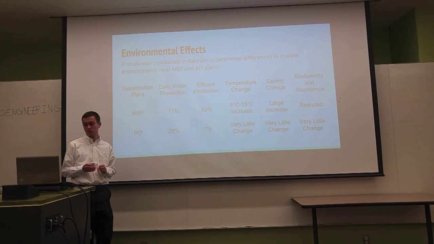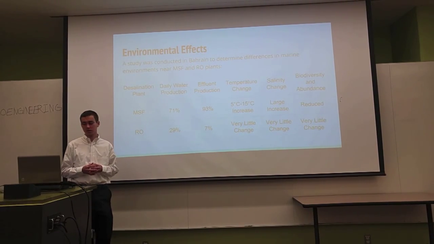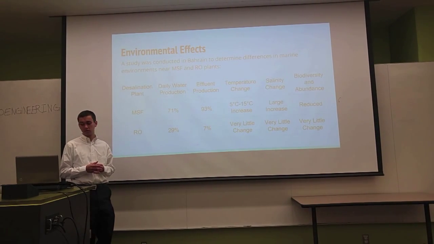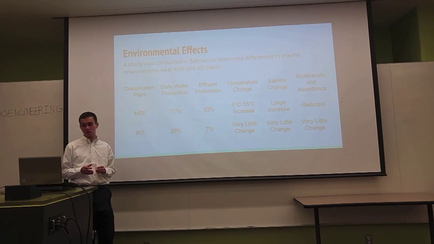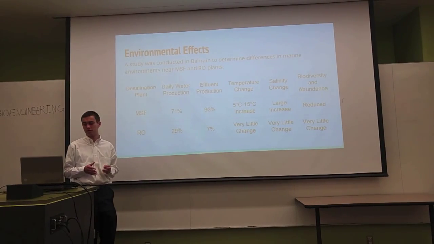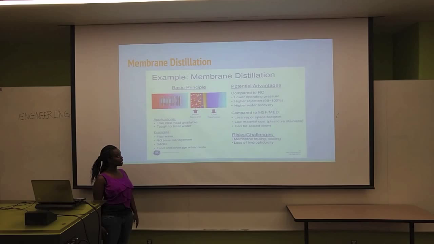Because of this, there was a significant increase in the temperature and the salinity of the surrounding waters, which had a reduction in the biodiversity and abundance of the marine ecosystem. Reverse osmosis, on the other hand, had very little effluent production, and as a result, temperature, salinity, biodiversity, and abundance did not change.